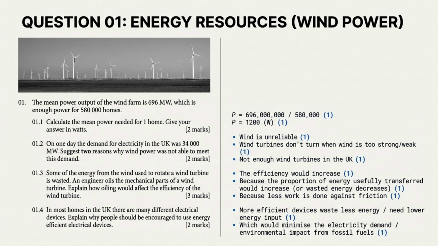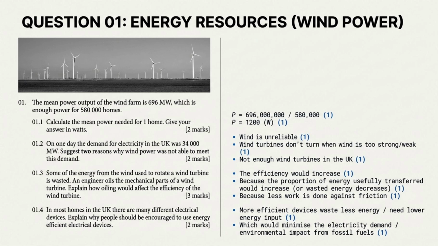Question 01. This one is all about energy resources, and it starts with a photo of a wind farm. The data they give us says the mean power output of this wind farm is 696 megawatts, which they note is enough to power 580,000 homes. And right out of the gate, question 01.1 hits you with a calculation. It wants you to calculate the mean power needed for just one home. Seems simple enough, but there's a catch right at the end of the sentence. It says, give your answer in watts.